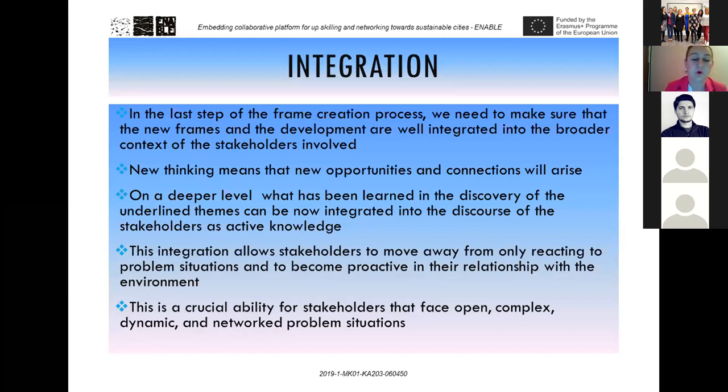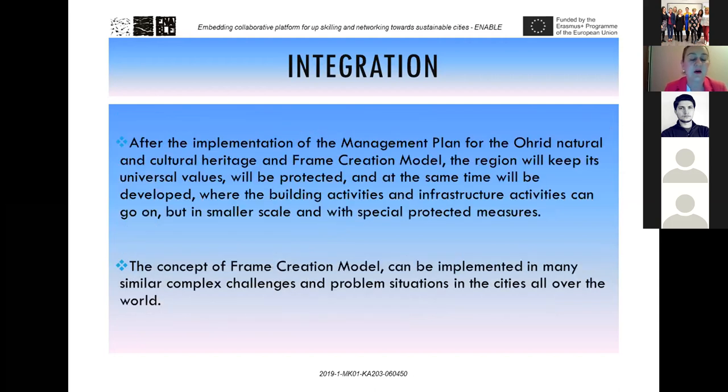So we will have all these themes integrated within the stakeholders as active knowledge. And this is also the phase where all the stakeholders have to be proactive in their relationship with the environment and also between each other. And this is a very crucial ability: the stakeholders have to be open, complex, and more dynamic. In our case, this is the strategy and the business plan that we have to implement.